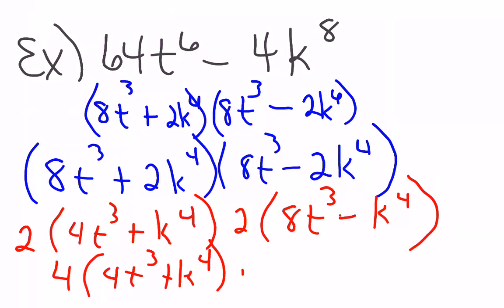This should not be 8, it should be 4. I was going too fast. 4t cubed minus k to the 4th. And that would be our final answer. That's as far as we can go.